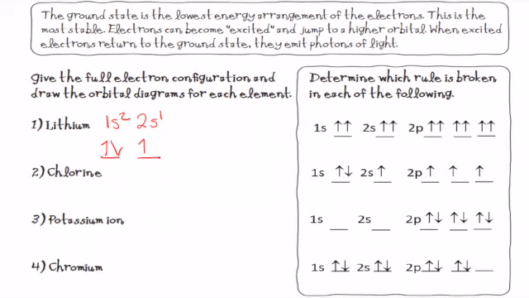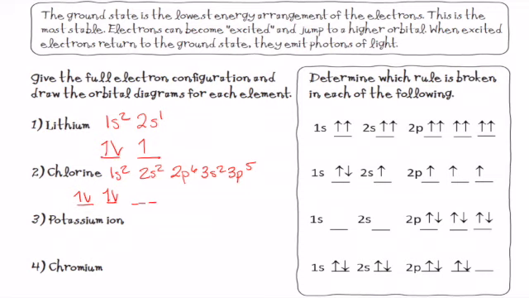Chlorine, 1s2, 2s2, 2p6, 3s2, 3p5. So we need to show all of those in our orbital diagram. So the first s shell is completely filled. The second s is completely filled.